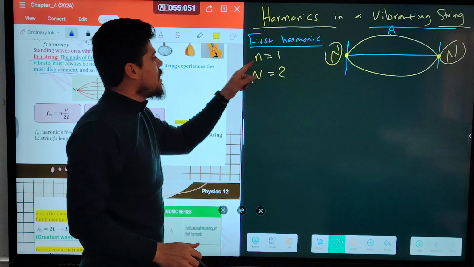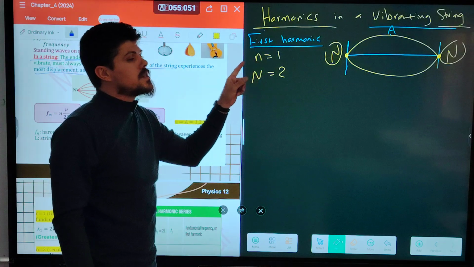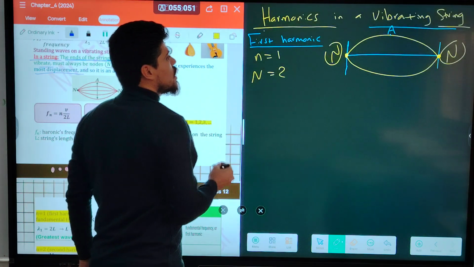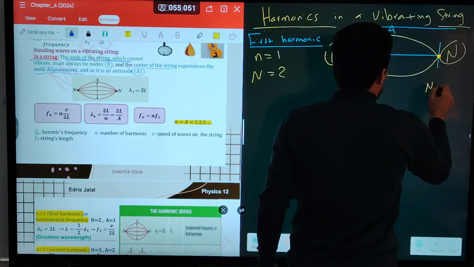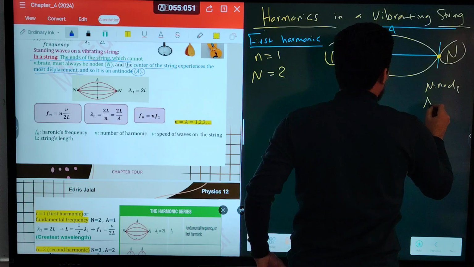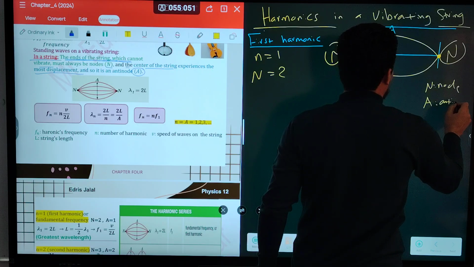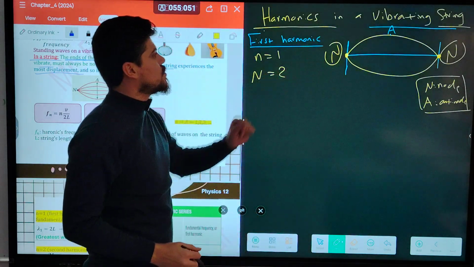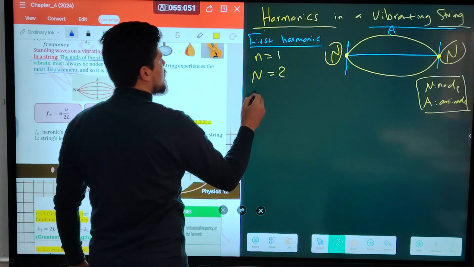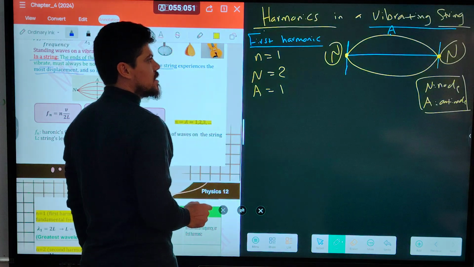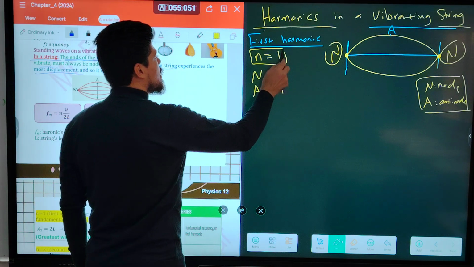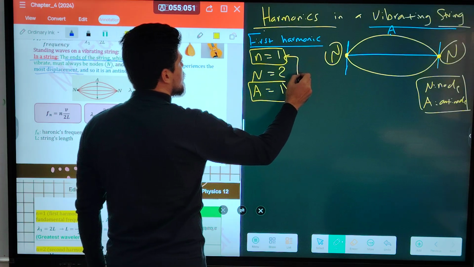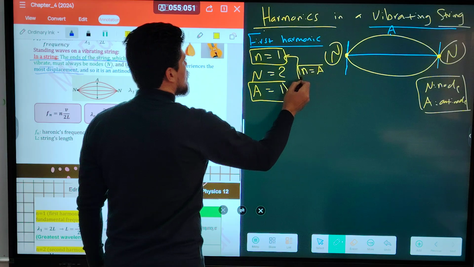What is the difference between small n and capital N? Small n is the number of the harmonic. Capital N is node. A is antinode, N capital is node. How many nodes do we have? 2. How many antinodes do we have? We have 1 antinode. In a vibrating string, the number of nodes is always equal to the number of harmonics plus one, and the number of antinodes is always equal to n.